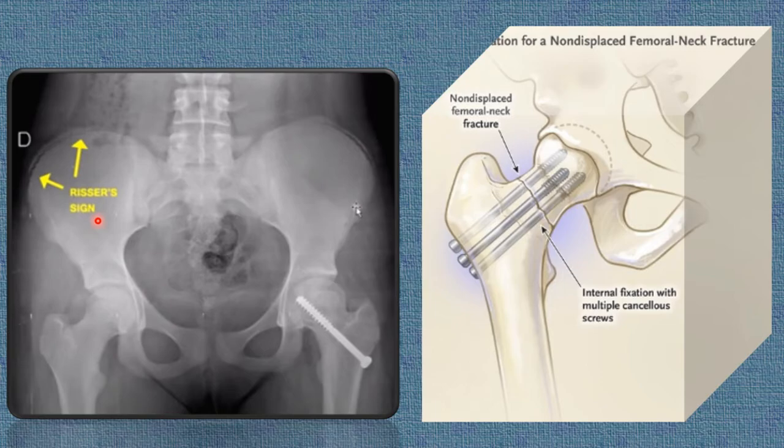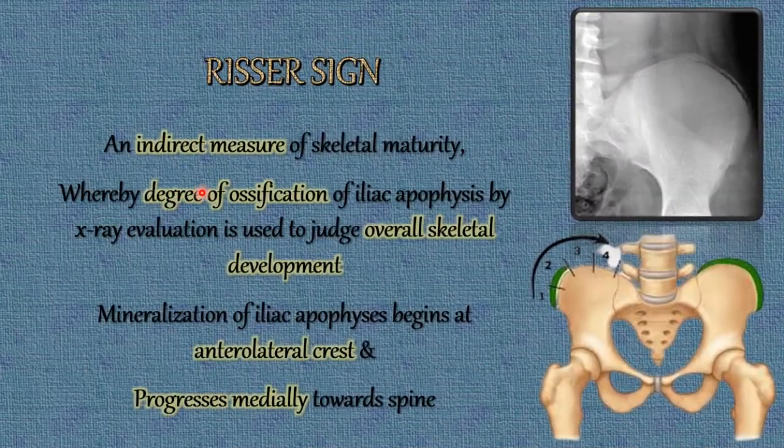So what is the Risser sign? The Risser sign is an indirect measure of skeletal maturity. There are 5 stages of the Risser sign. Depending on how much of the apophysis is filled or fused, the age can be estimated, right? The degree of ossification of the iliac apophysis by X-ray evaluation is used to judge overall skeletal development. So roughly we can estimate the age by looking at how much the apophysis is fused. On the basis of that, we take an X-ray and see the stages of the apophysis, and we can evaluate the age of the patient or overall skeletal development.